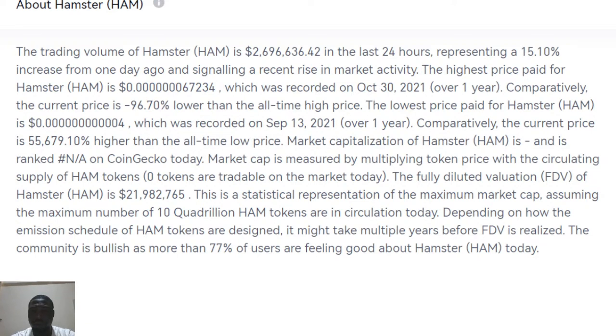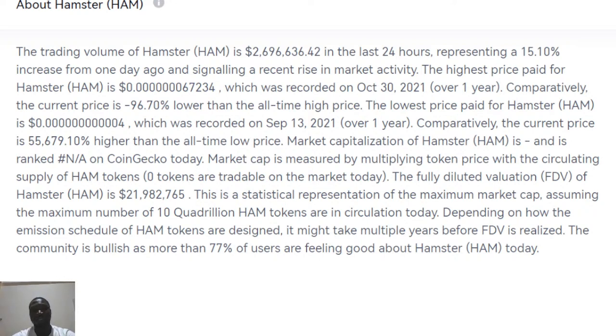So all these are important points we need to know when talking about this project. Let's get more understanding about what this project is all about. We're going to be looking at the white paper of this project to get more analysis, understanding what the white paper says about this project.